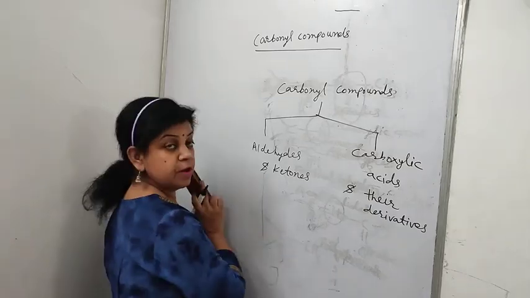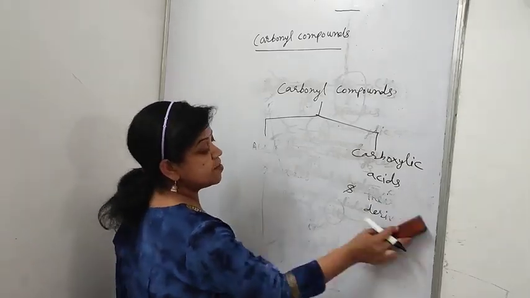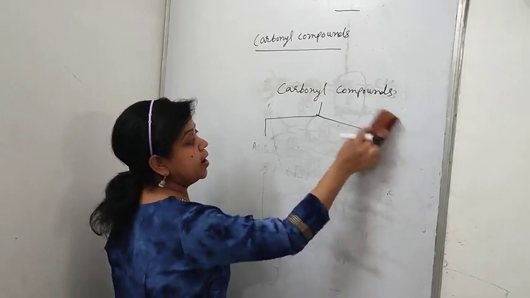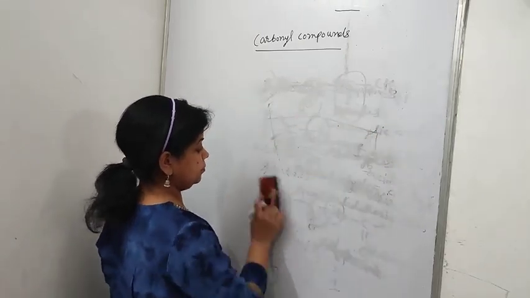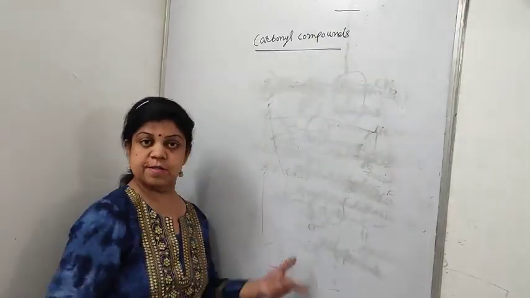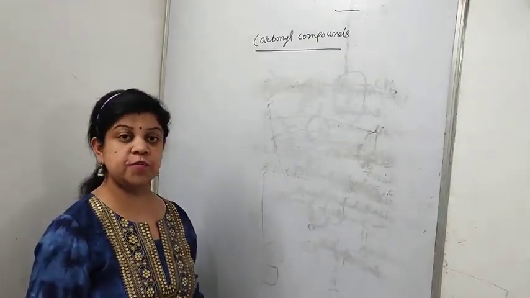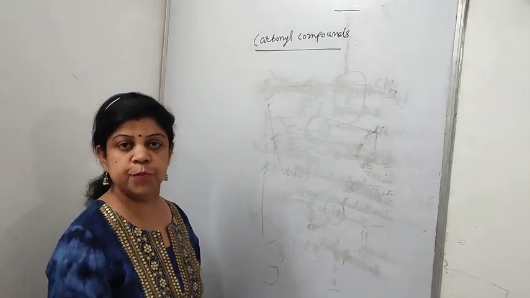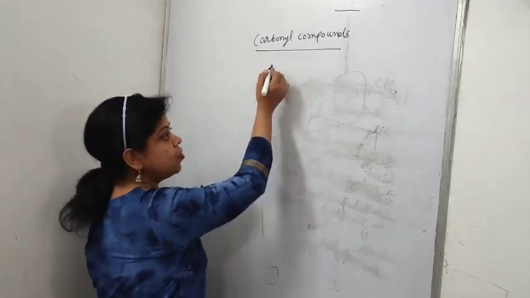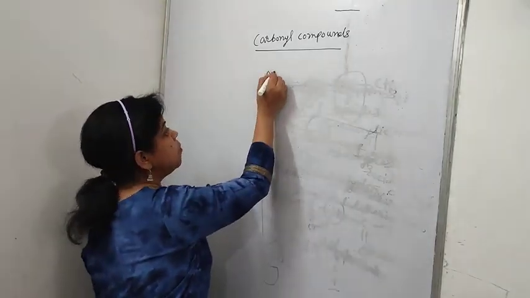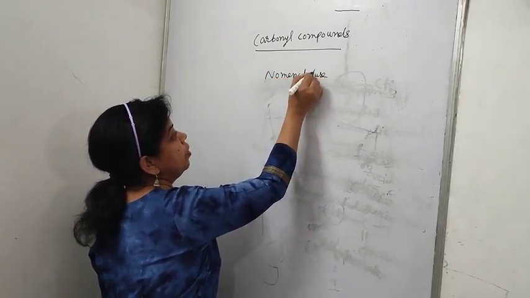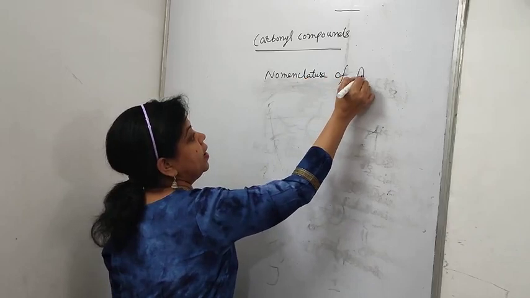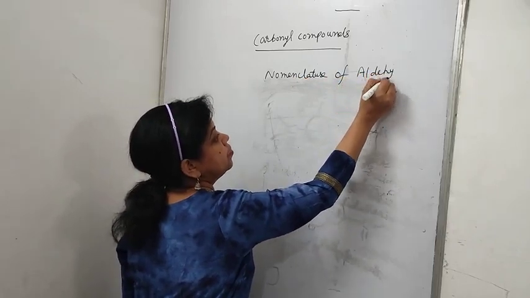Let's start our study with first category, that is aldehydes and ketones. Firstly, we will study its nomenclature. After this, we will study their methods of preparation. Okay, students? So let's start nomenclature of aldehydes and ketones.